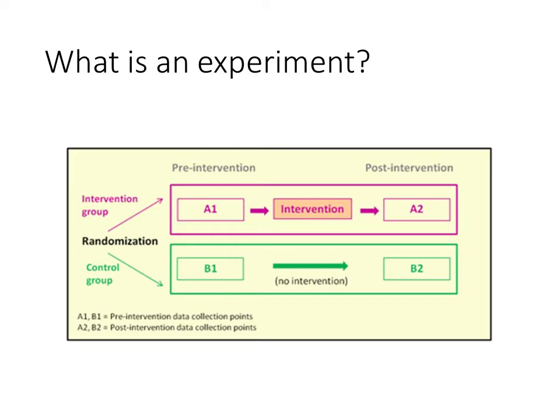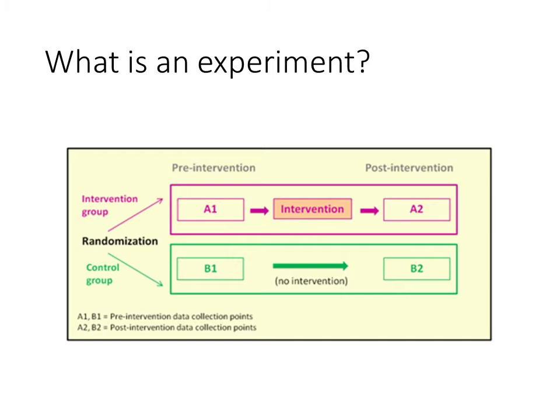Here is a visual representation of what a true experiment looks like. The intervention group is at the top. This is the group that receives the treatment. The control group does not receive the treatment. Before the treatment or the intervention, both the intervention group and the control group are measured. Then, only the intervention group receives the unique treatment, and then both groups are measured again.